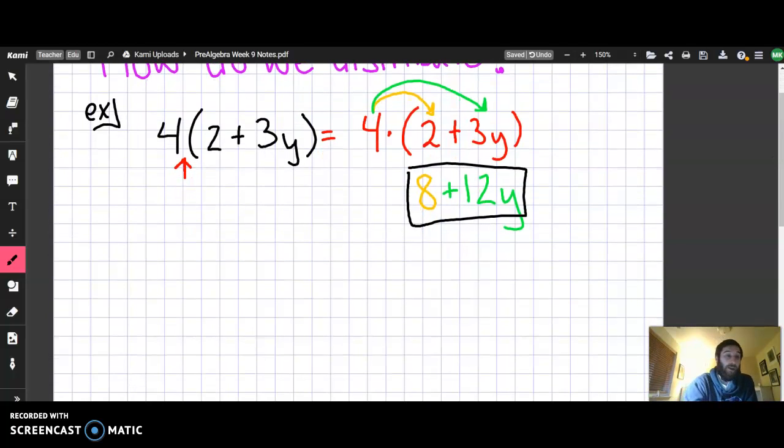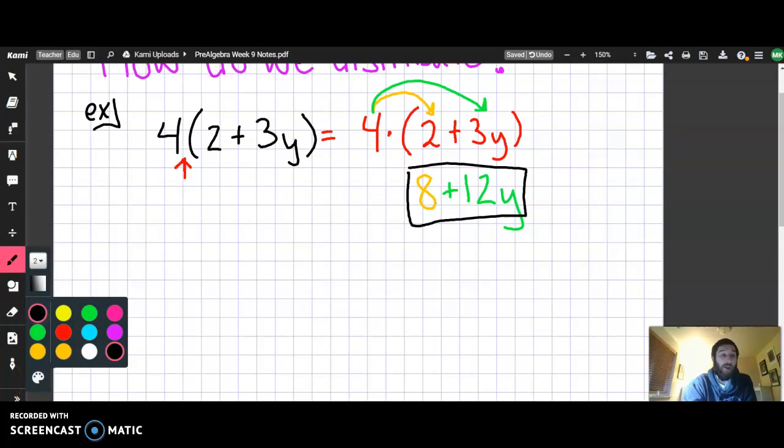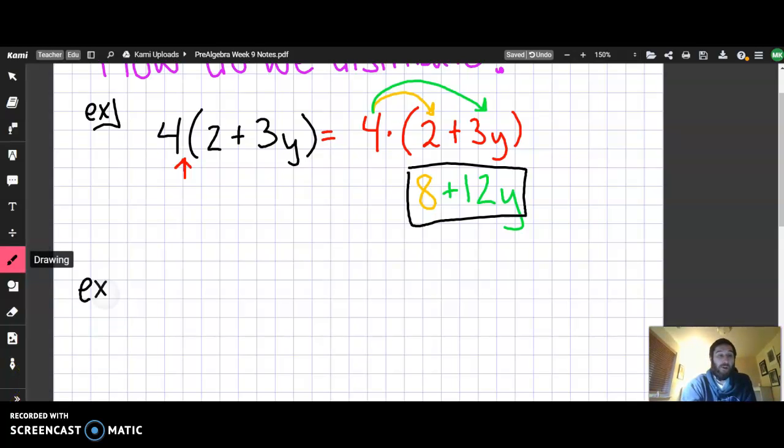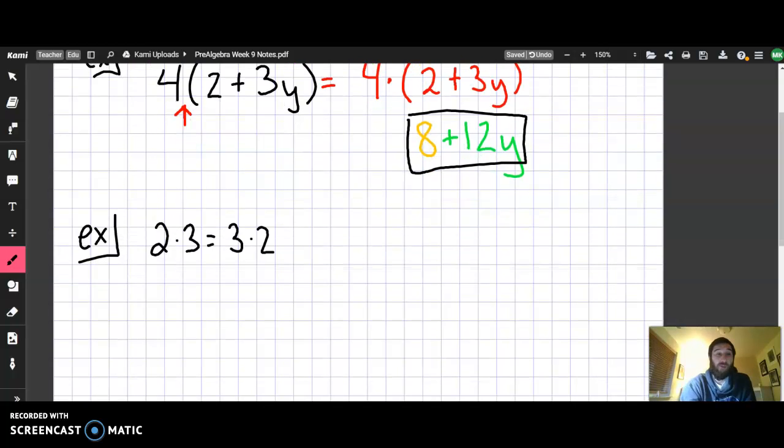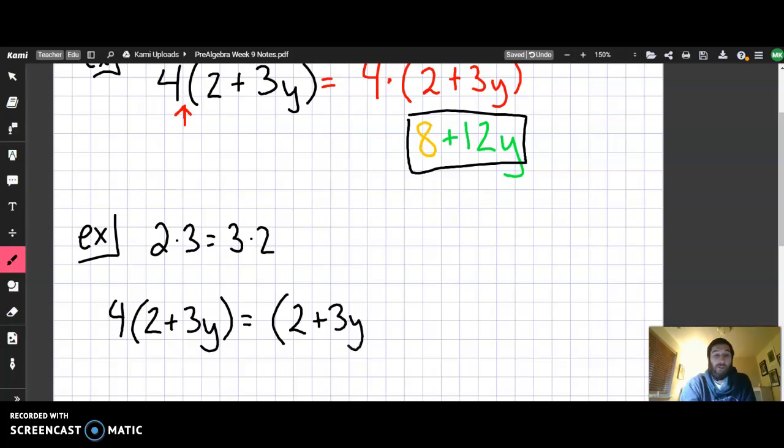And ladies and gentlemen, if you recall, multiplying can happen in any order. 2 times 3 is the same thing as 3 times 2. Either order works. Either order means it's the same thing. So if we apply that with our distribution, that same thing is true. 4 times 2 plus 3y is the same as 2 plus 3y in parentheses times 4.